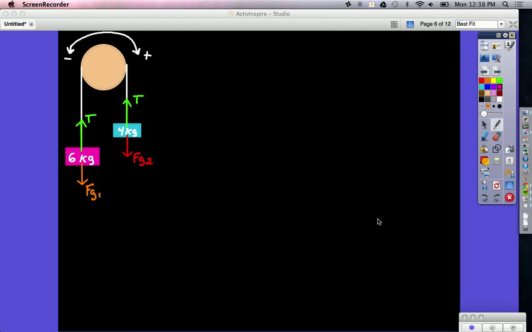We have an Atwood machine, and it's our job to figure out what the acceleration of it is going to be. I've got a 6 kilogram mass on the left side, and I've got a 4 kilogram mass on the right side. Now we can't say that up is positive and down is negative, because when the 6 kilogram block goes upward, the 4 kilogram block goes downward. And when the 4 kilogram block goes upward, the 6 kilogram goes downward. So up for one is down for the other.